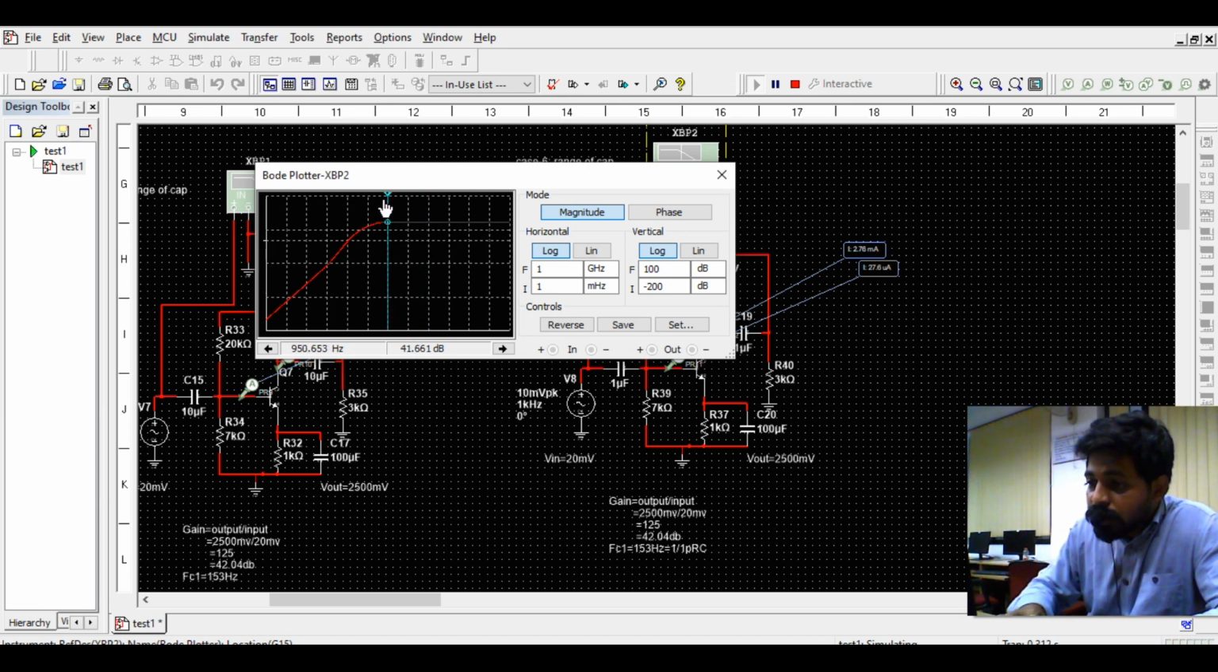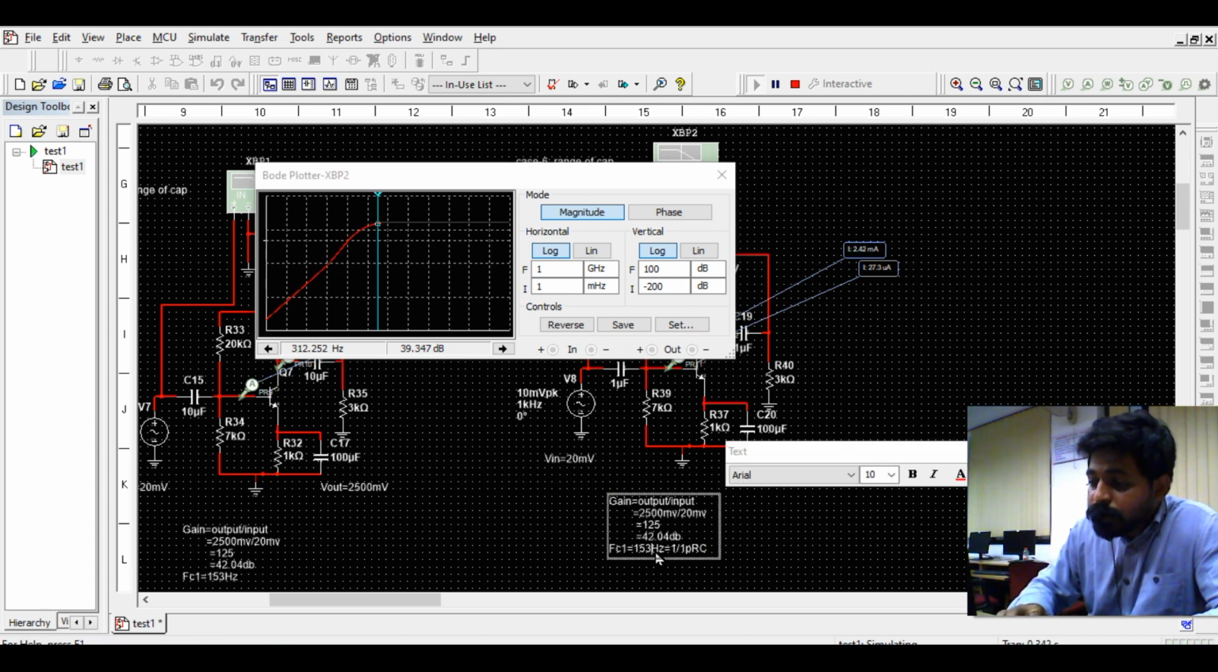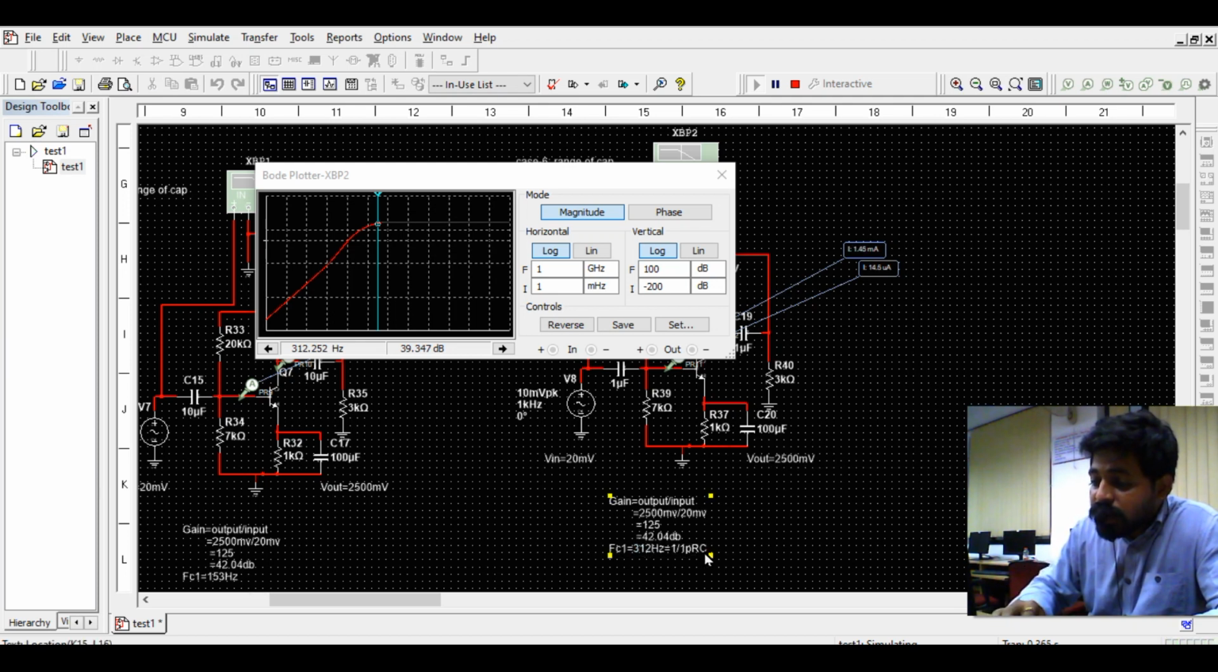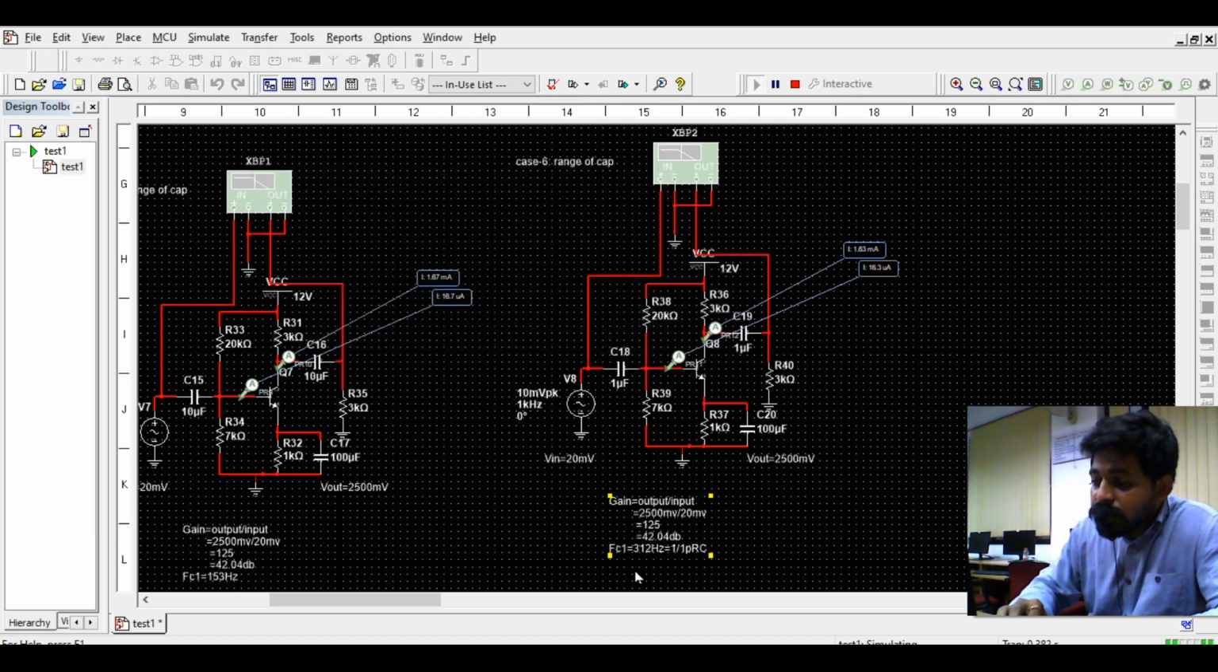And if I go with the lower cutoff frequency, at minus 3 dB, 39 or something, the value will be 312. So now if we compare, because the C value is reduced, I got a higher cutoff frequency. If you compare these two circuits, in the first the lower cutoff frequency is around 153 and signals above that are amplified, and in this circuit only signals above 312 are amplified, where my voice signal is audible.